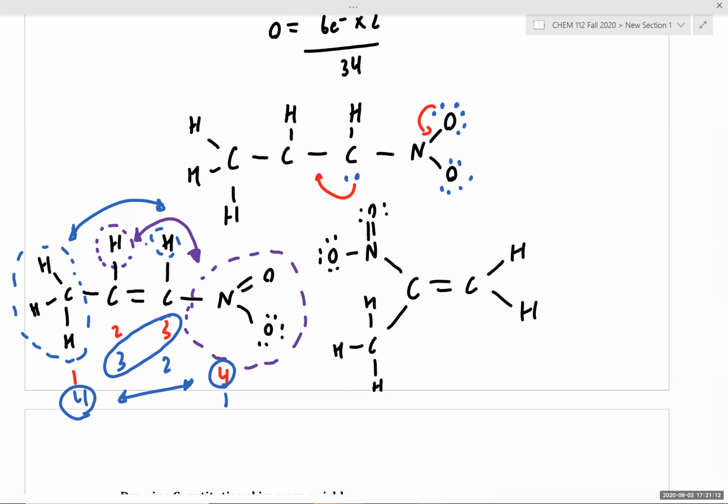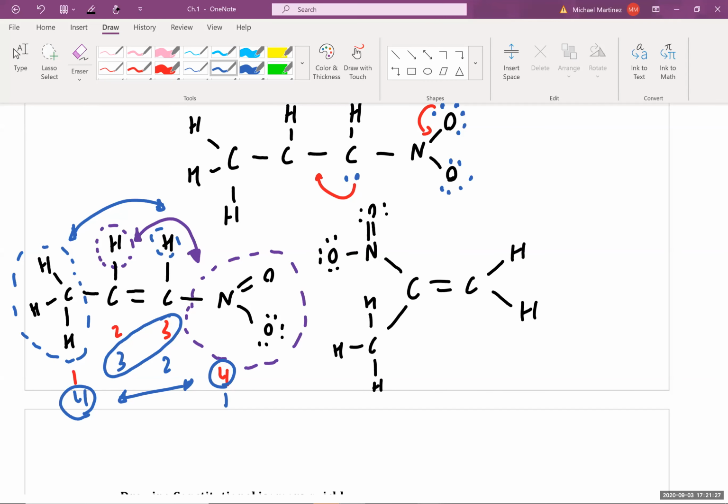We'll see more examples of this numbering shortcut, but in general, if you're ever unsure, just draw out the structure and number your carbons, and you'll notice that the carbon numbers are different in constitutional isomers. There's a different connectivity to each carbon.